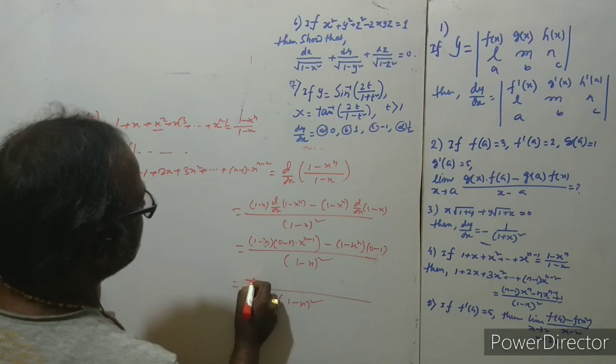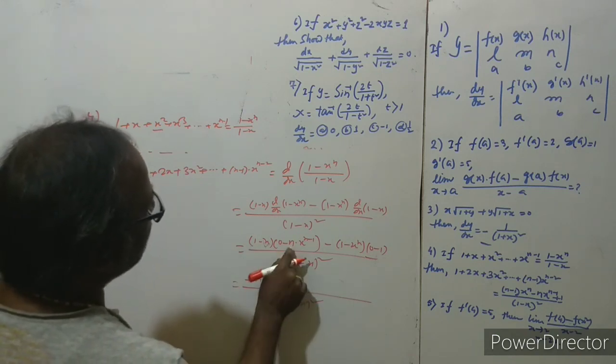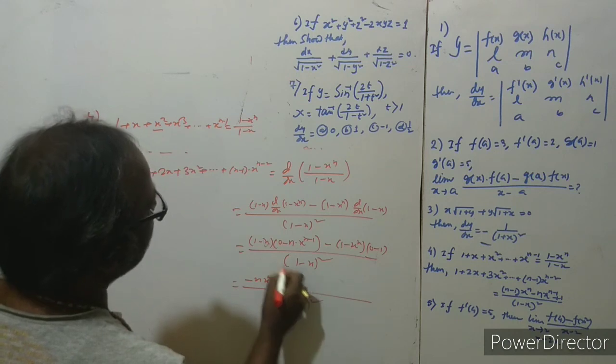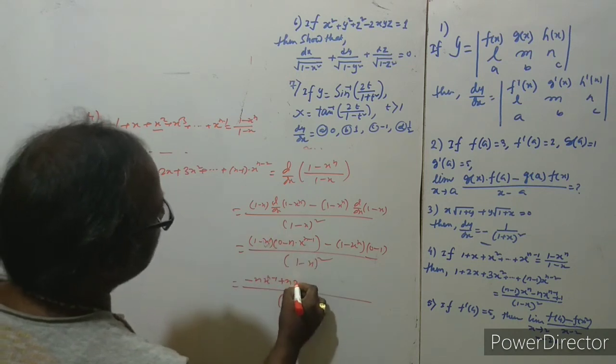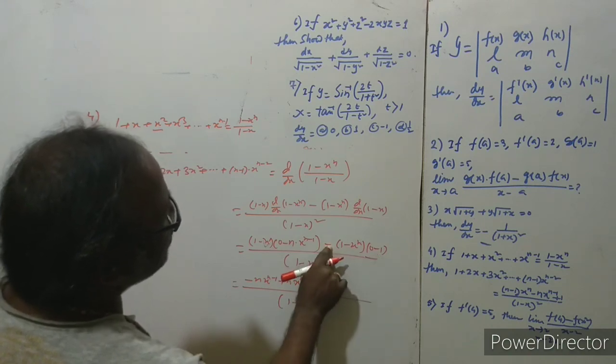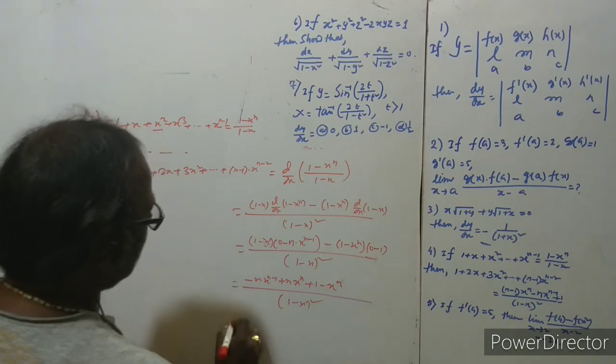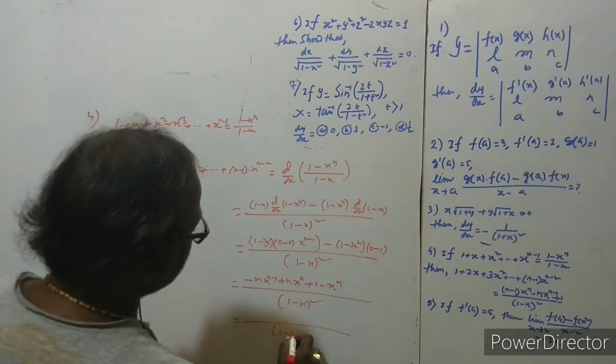Multiply by n into x to the power n minus 1 when it is multiplied by 1 minus x. After that minus 1 is plus, so this is n times x to the power 1, and here n minus 1, so the power is n. Now plus 1 minus x to the power n, since minus times minus is plus. And this is the answer.